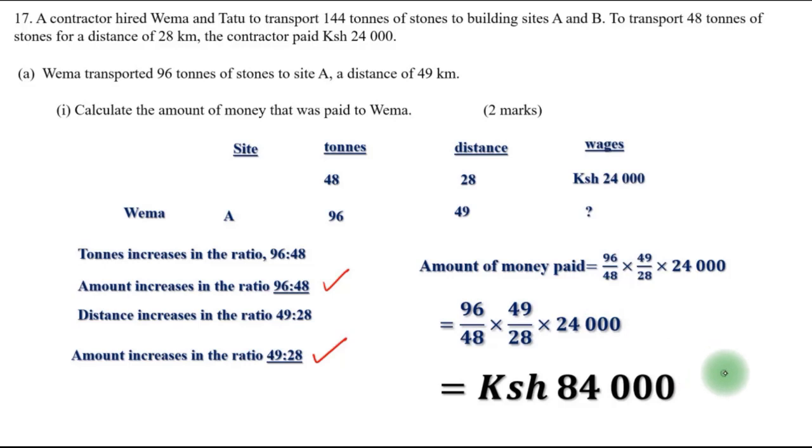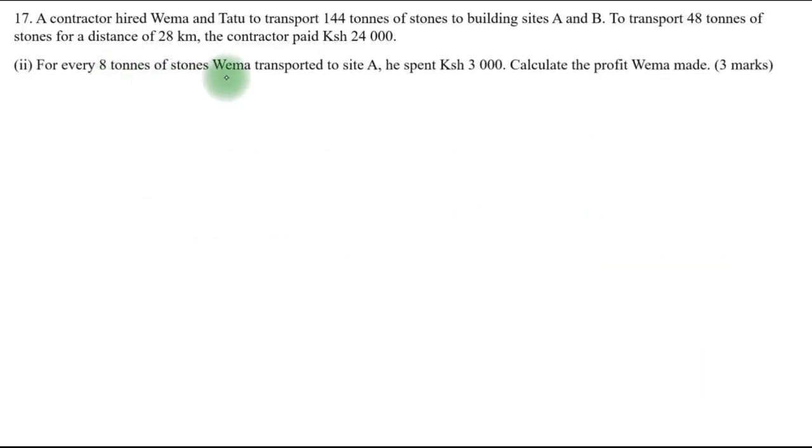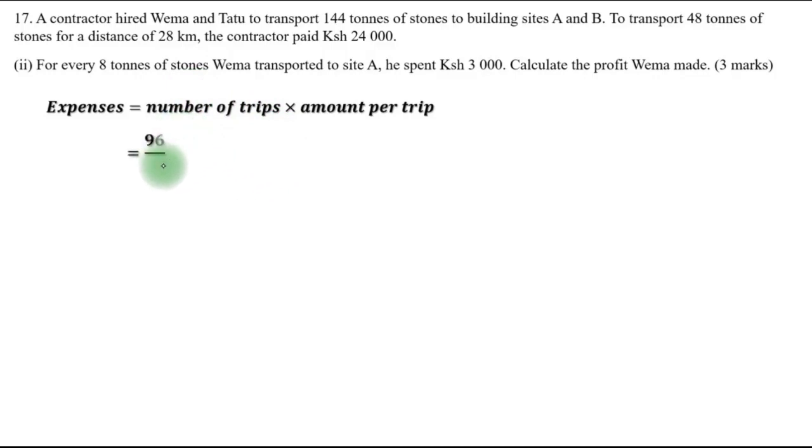Then we get to Roman 2 of the question. For every 8 tons of stones Wema transported to site A, he spent 3,000 shillings. Calculate the profit Wema made. So in our case, expenses will be equal to the number of trips times amount per trip. Initially it transported 96 tons, and for every 8 tons it transported to site A, that means one trip we had to transport 8 tons. So 96 over 8 gives the number of trips, multiplied by 3,000, which was the amount per trip. Therefore, using a calculator we shall get 36,000 shillings.